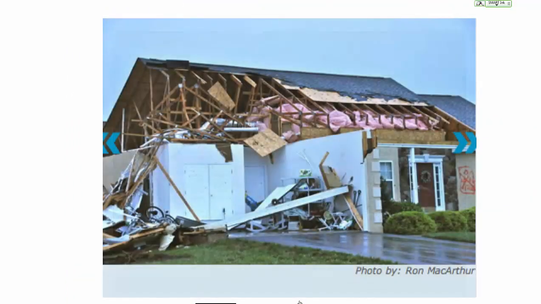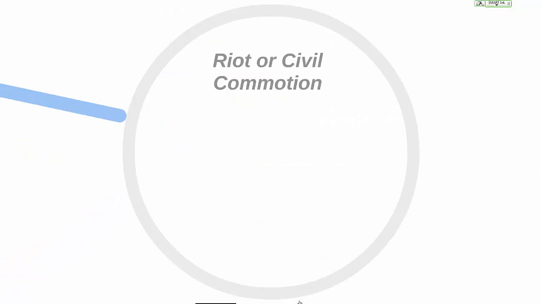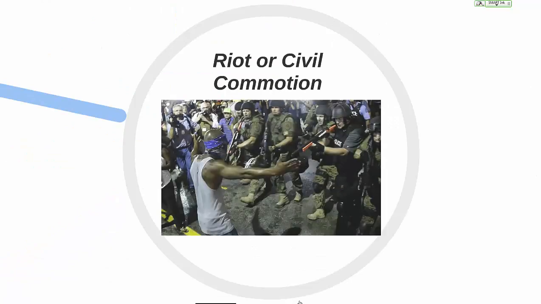And tornado is also covered under the windstorm exposure. Next, explosion. Then, damage from riot or civil commotion.